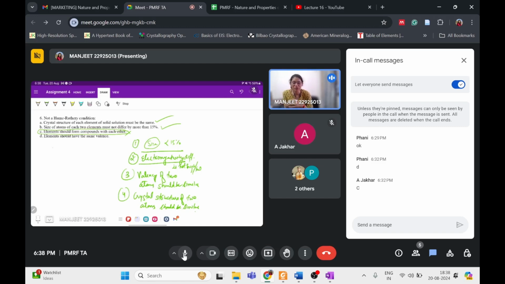The fourth one is that the elements should have the same valence. Yeah, both the elements have the same valence. So D is correct. So only C is the incorrect statement. So C will be the right answer. Okay.